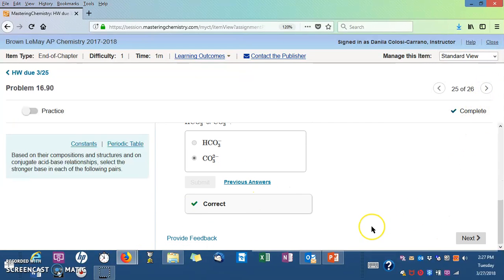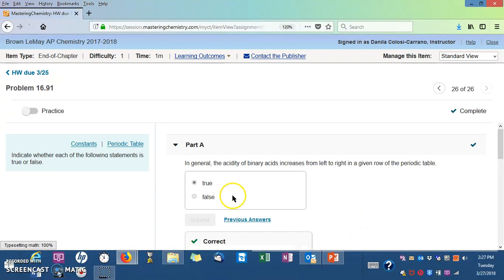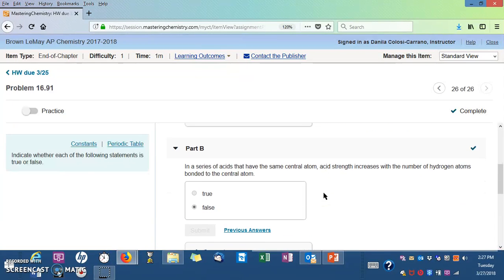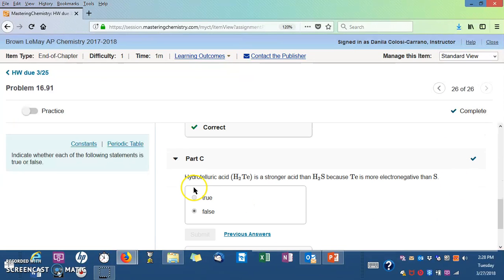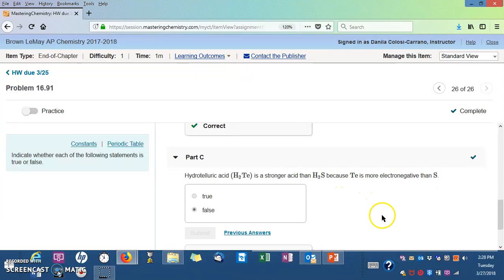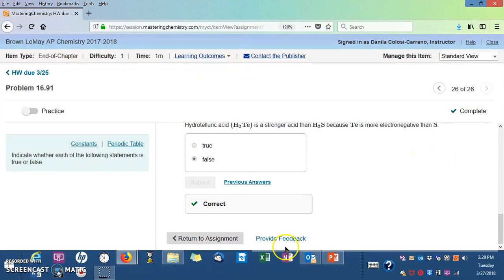And the last one: in general, the acidity of a binary acid increases from left to right. Yeah, that's true. In a series of acids that have the same central atom, acid strength increases with the number of hydrogens. No, it increases with the number of oxygens. And for hydrotelluric acid, you have H2Te and H2S. They say the difference in strength is due to the electronegativity. No. So, you're done with this assignment.